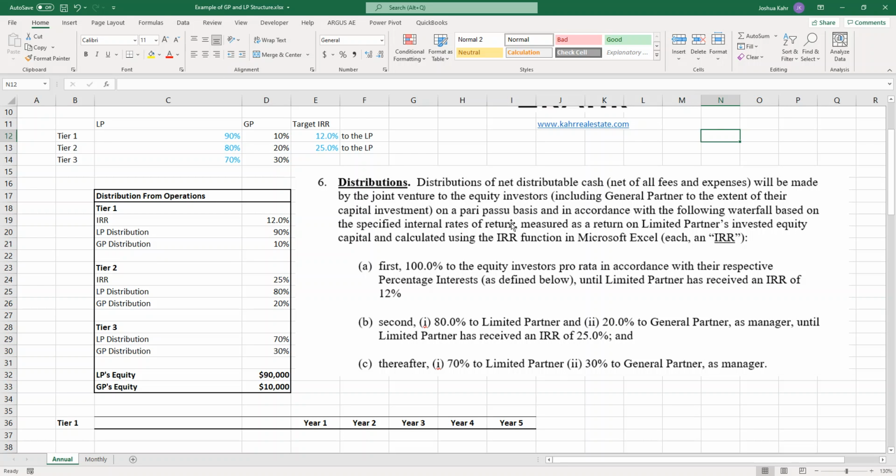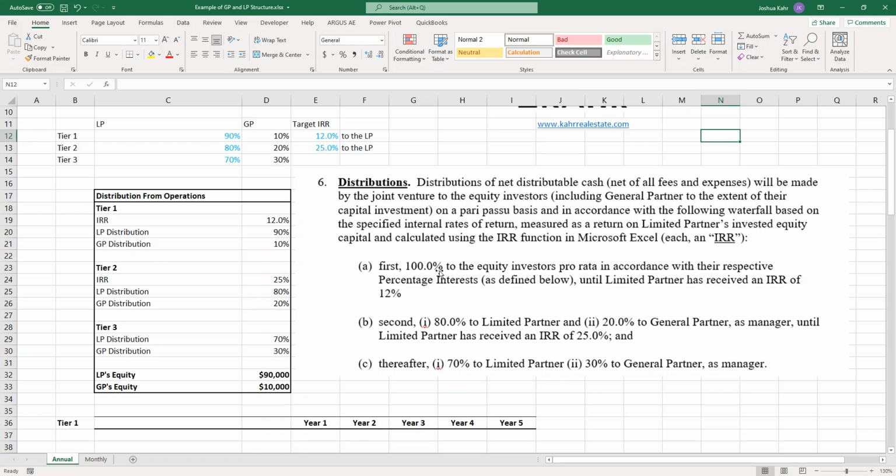The other thing to point out is that this structure is actually using the IRR function as defined in Microsoft Excel. You will see sometimes in legal language them actually defining it as go and use the IRR function in Excel, or maybe the XIRR function. This way there's no fight about how to calculate things. The logic is if I have Excel and you have Excel, we can all figure it out.